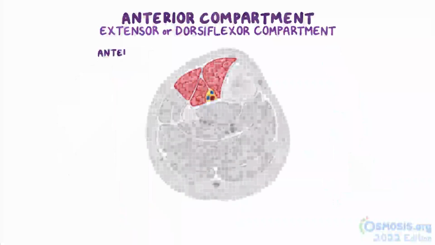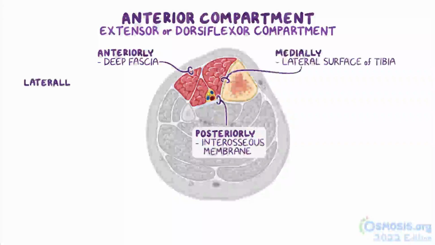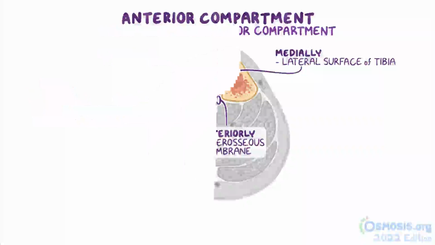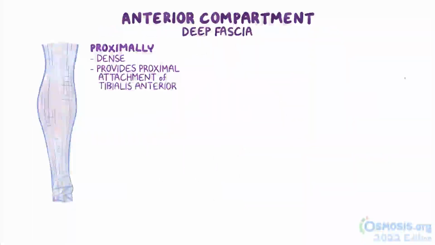It's bound anteriorly by the deep fascia of the leg and skin, posteriorly by the interosseous membrane, medially by the lateral surface of the tibia, and laterally by the anterior intramuscular septum and the medial surface of the fibula. Now, proximally, the deep fascia overlying the anterior compartment is dense, providing part of the proximal attachment of the muscle immediately deep to it, the tibialis anterior.